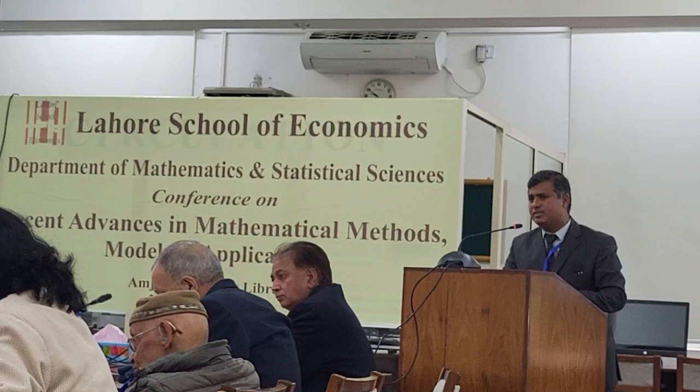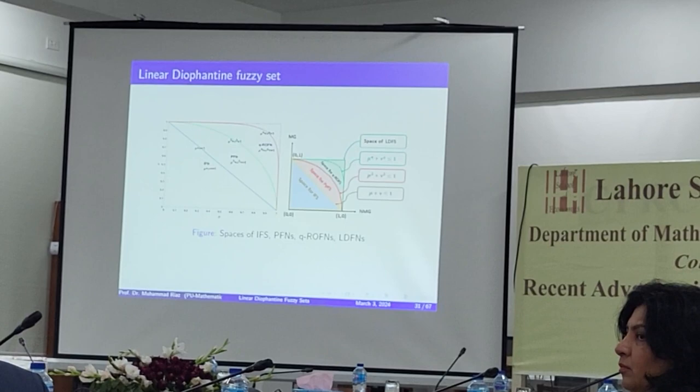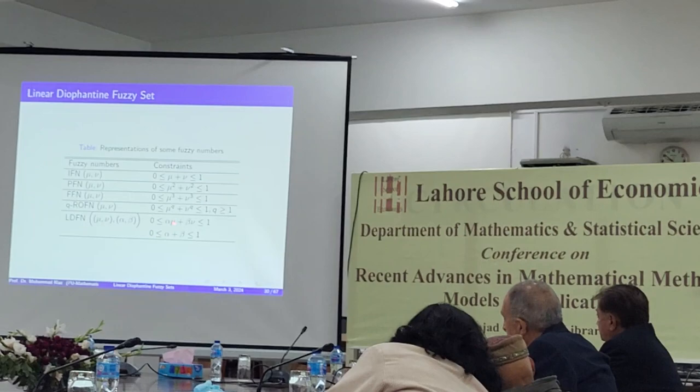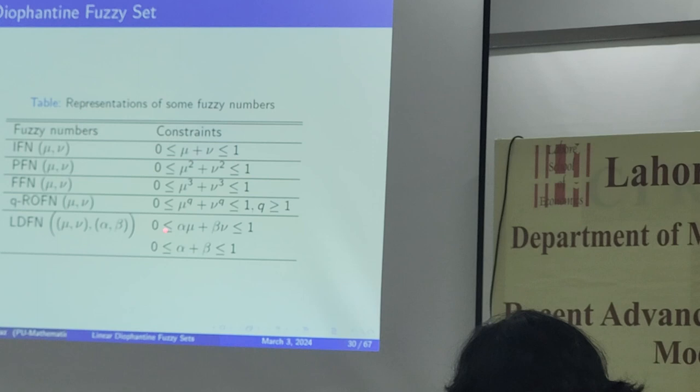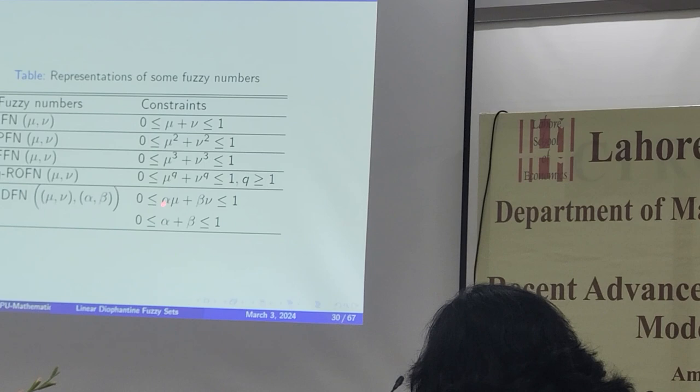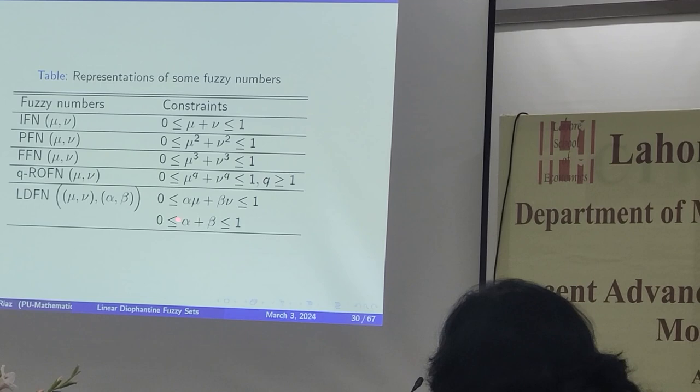Riaz, I have one question: did you check the convexity property in linear diophantine? Yes, we checked both normality and convexity. This is the definition of a linear diophantine fuzzy number, and you can check it. This is the convexity condition. We check alpha and mu: alpha into mu plus beta into mu lies between 0 and 1, and the sum of alpha and beta is between 0 and 1. If you take beta equal to 1 minus alpha, this is the exact equation of a convex combination.